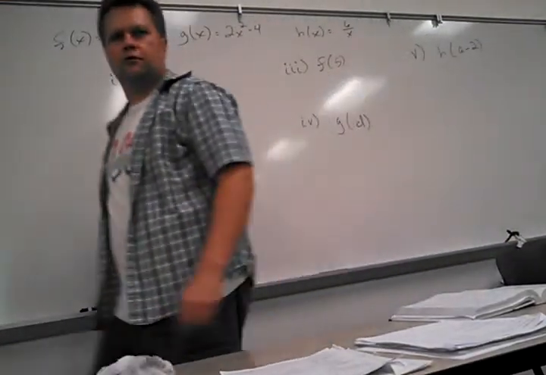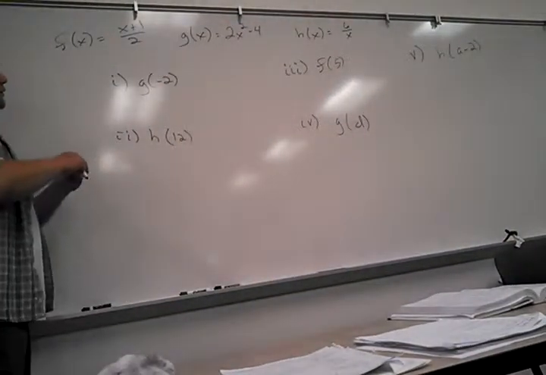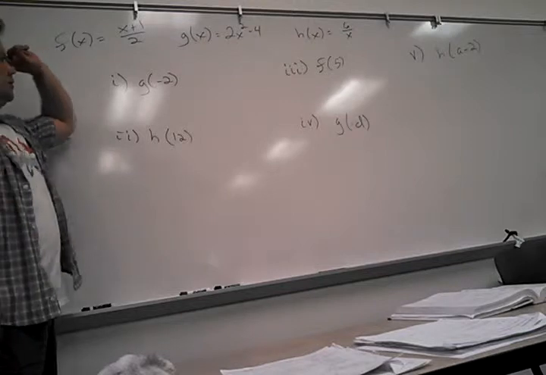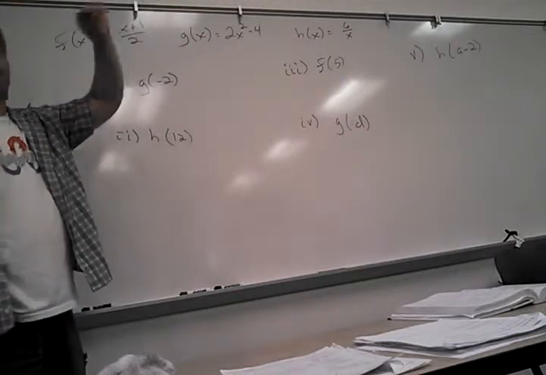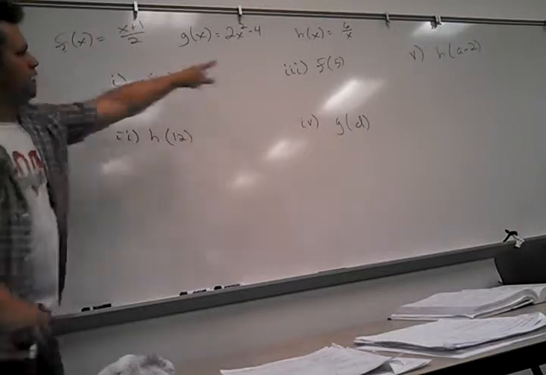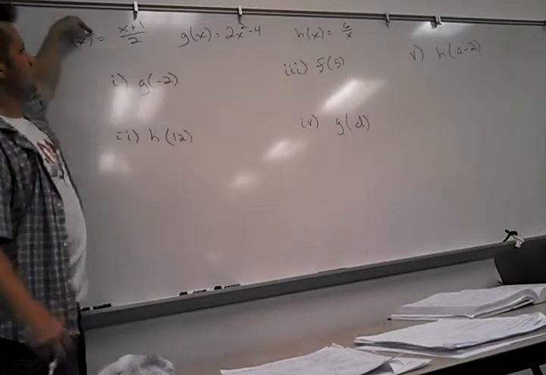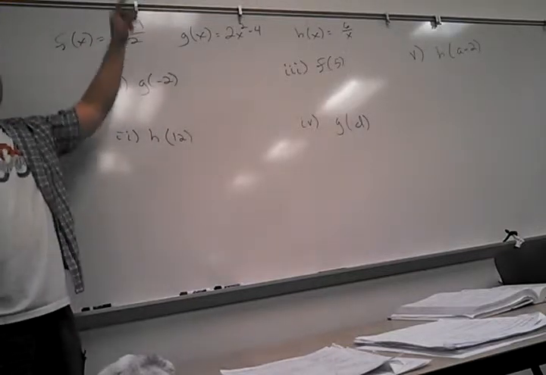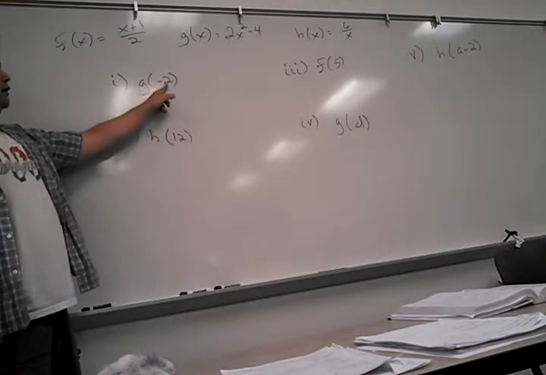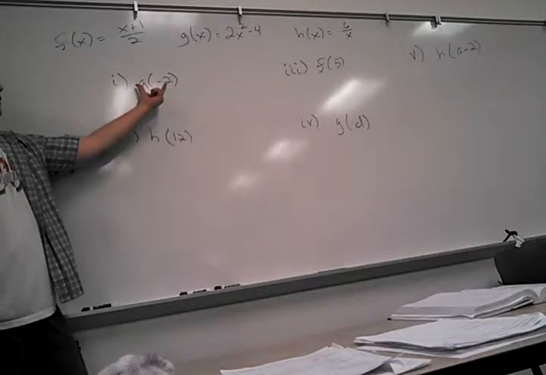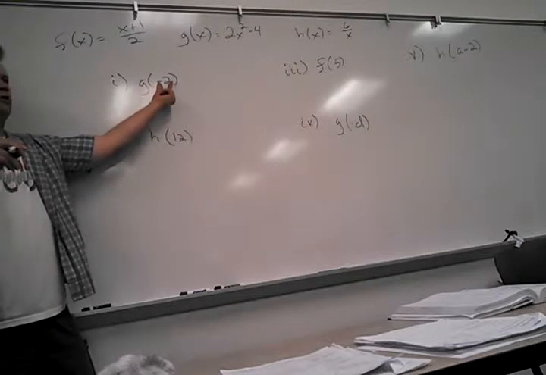So, I'll do the first one real quick. I had a couple of really good questions. Do I put a negative 2 into all three of these? And there's not three problems. There are five problems, all referencing three equations. So how do I know where to put this negative 2? Well, it tells me. Look at the symbol. Put the negative 2 into G.